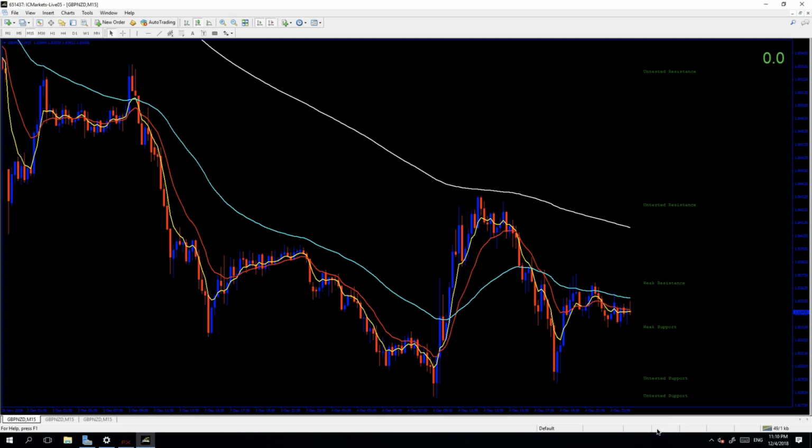I want to show you today how I made 160 pips just using moving averages today. Okay, so this is a really very simple strategy that anybody can actually use. But I want to show you how simple it is.